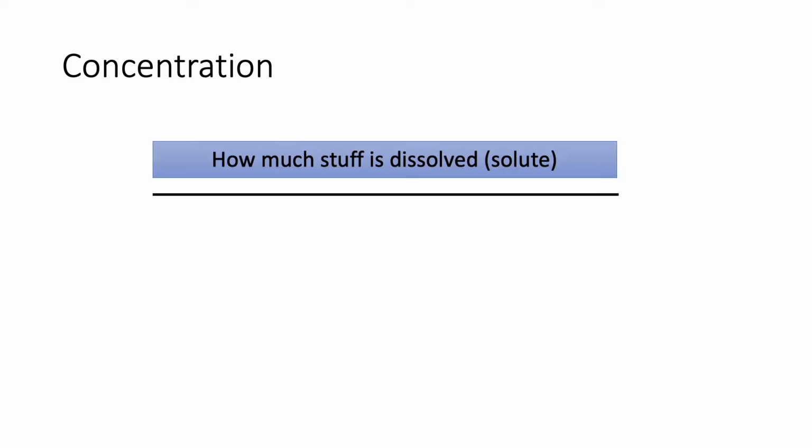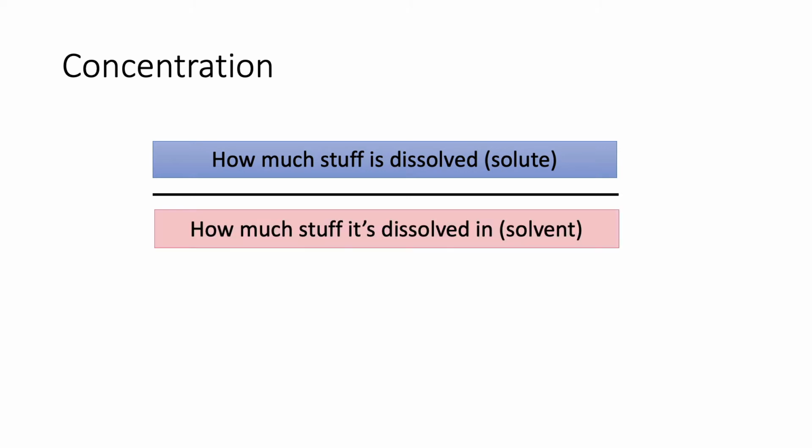If you want a definition of concentration, this is going to be a mathematical definition, and it's going to be a ratio. It's going to be how much stuff is dissolved, in other words how much solute you have, divided by how much stuff it's dissolved in, how much solvent is present.